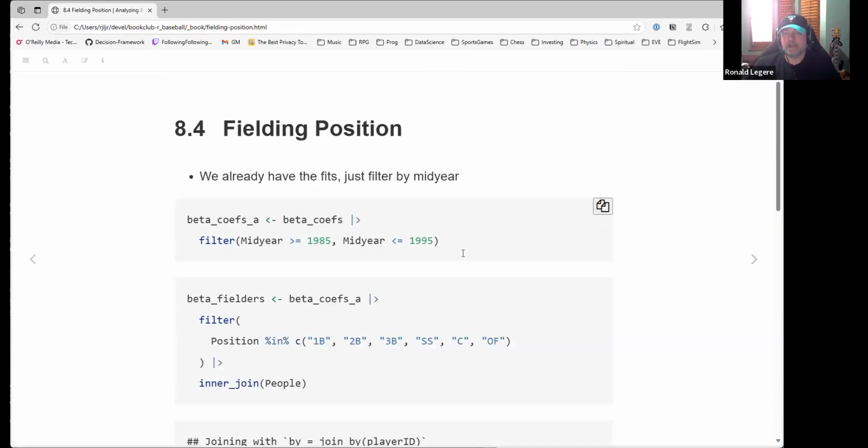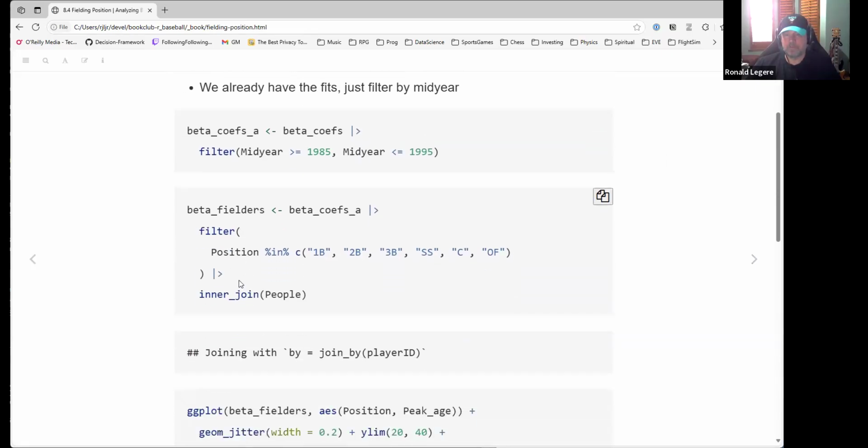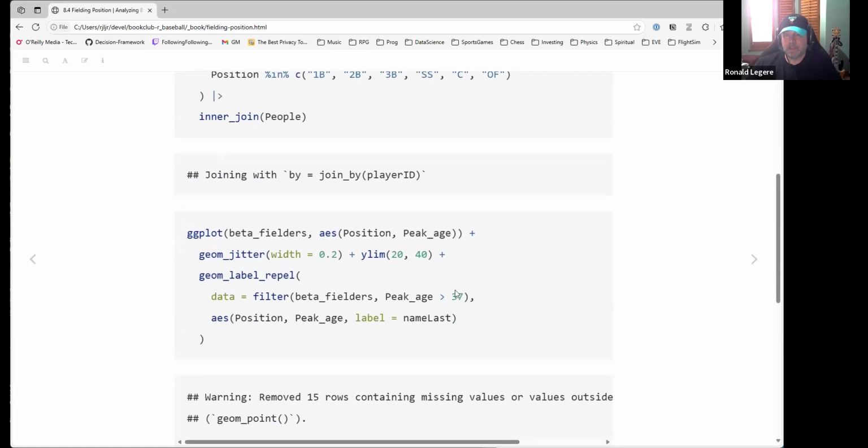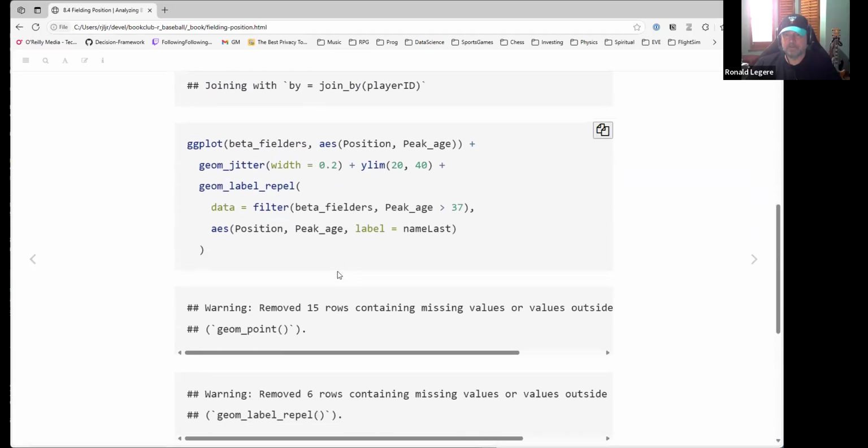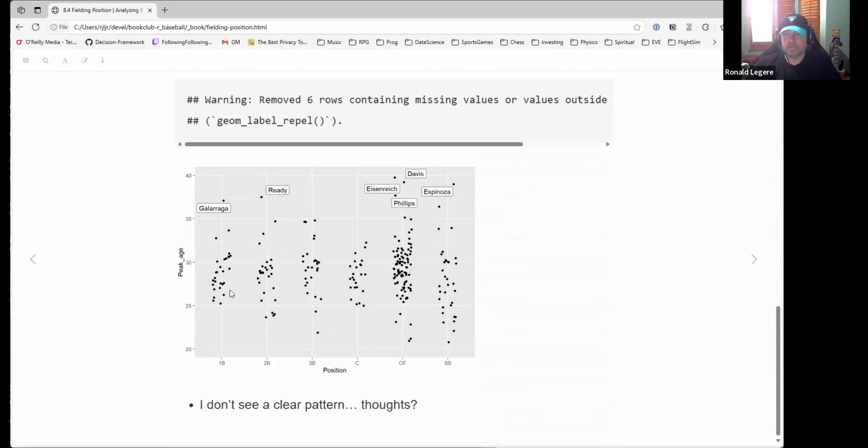So finally, the last section is on fielding position. And like I said, we already have the fits. He wanted to do from 1985 to 1995, so I just grabbed those, filtered down to just the position, the fielders, and that's basically it. Just plot it. So this is just a standard jitter plot, a strip plot, and you can see absolutely nothing in this. I don't see a clear pattern to this at all.